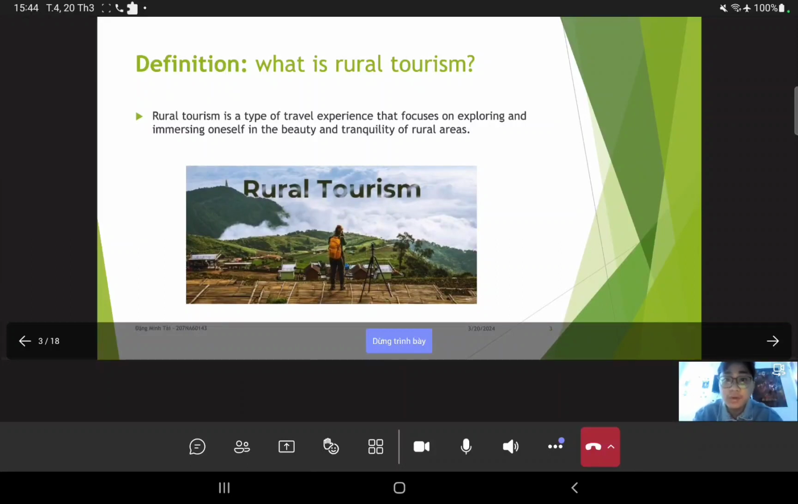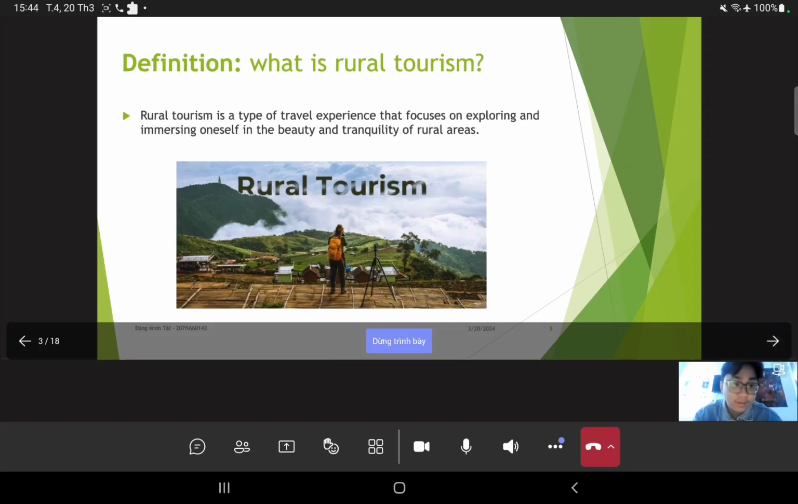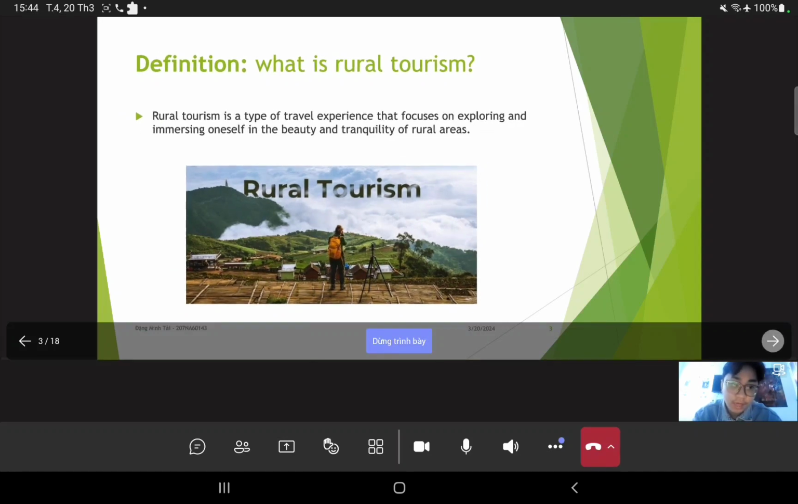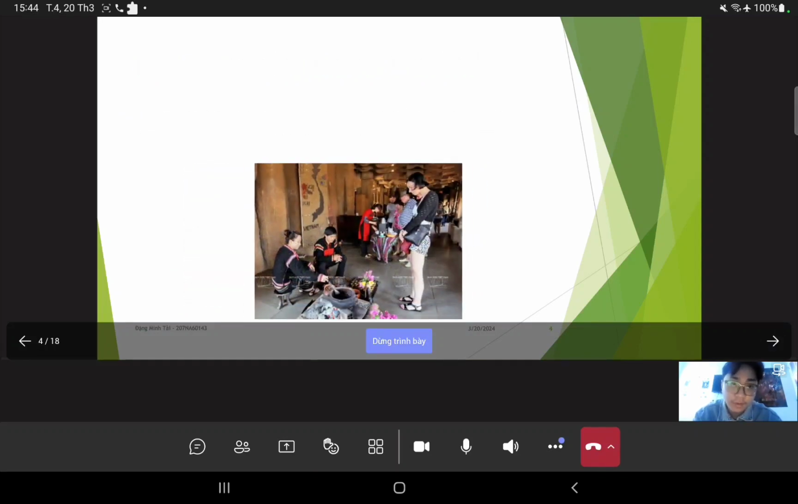So what is rural tourism? Rural tourism is a type of travel experience that focuses on exploring and immersing oneself in the beauty and the tranquility of rural areas. So I'll give you some examples.